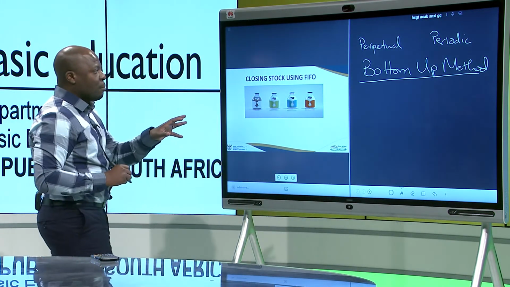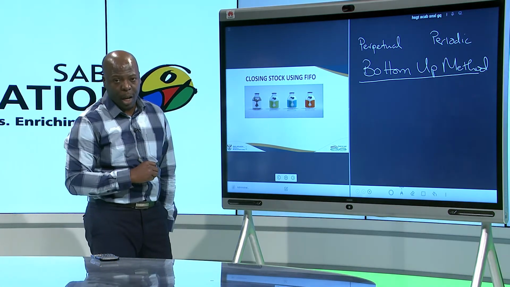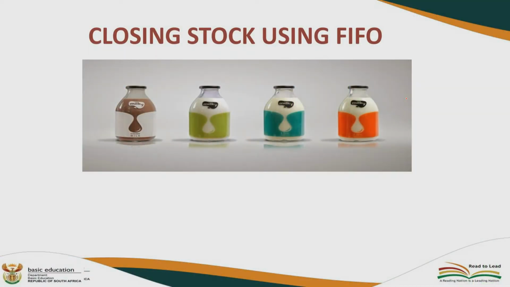Now, I want you to come with me to my bottles of milk. Here I have 4 bottles of milk. The first one, we bought on Monday. The second bottle, we bought on Tuesday. The next bottle, we bought on Wednesday. Remember, these are purchases. Then the last bottle, we bought on Thursday.